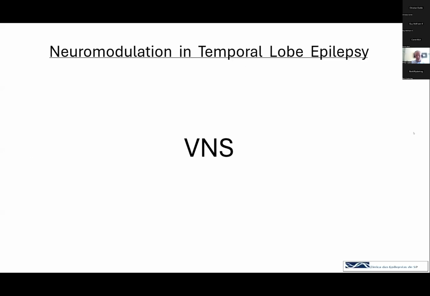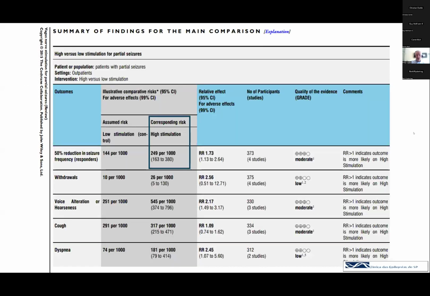So talking about neuromodulation, let me just go quickly over the available techniques. The older one being VNS. Despite there being more than 150,000 people implanted with VNS, it's very difficult to pull out who are the best candidates. And for temporal lobe epilepsy, as you can see, it's probably one of the worst results of VNS.